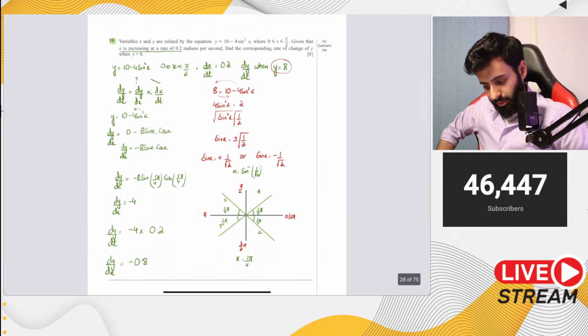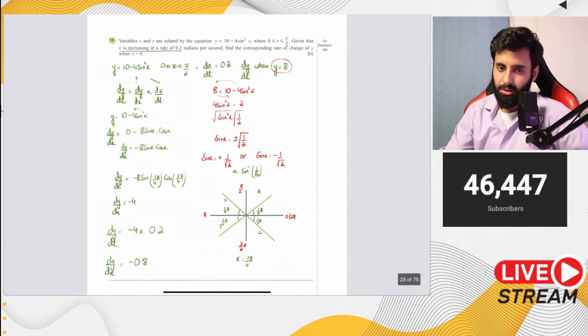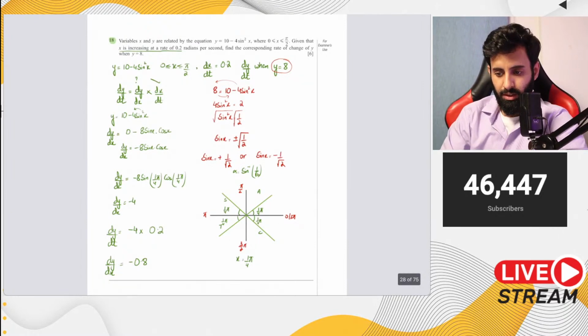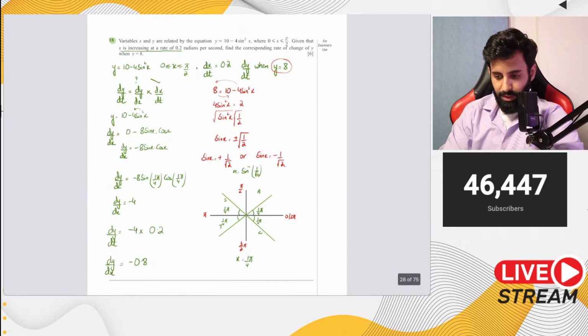Now again, take a good look at it. This was a 6-mark question. So obviously if it's a 6-mark question, you can expect a decent amount of working required to solve it. And this is it. This is your answer.